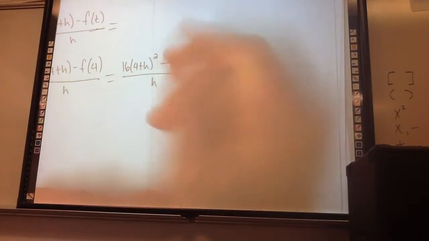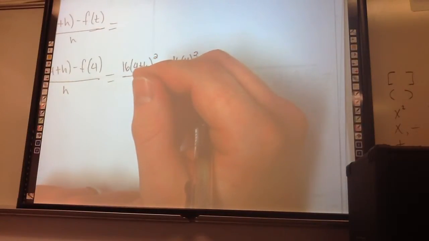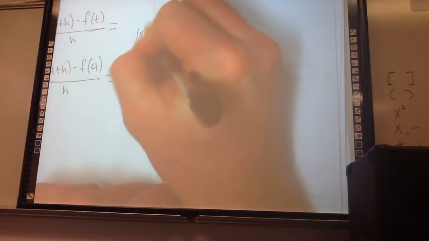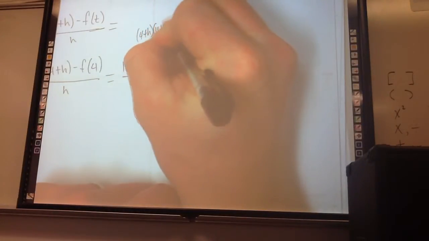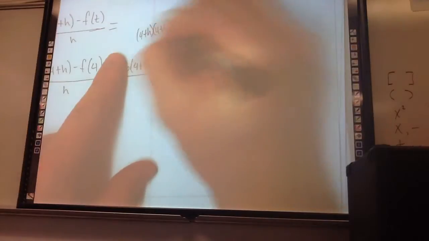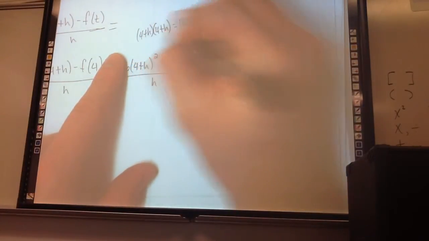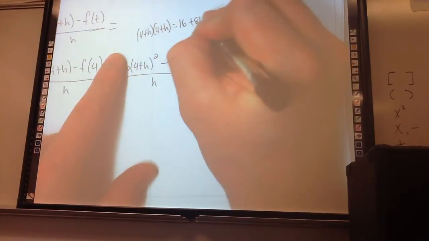4 plus h squared, what is that? It's not 16 plus h squared. It's that one thing, distributive property. It's 4 plus h times 4 plus h. So 16 plus 4h plus 4h, so plus 8h plus h squared.